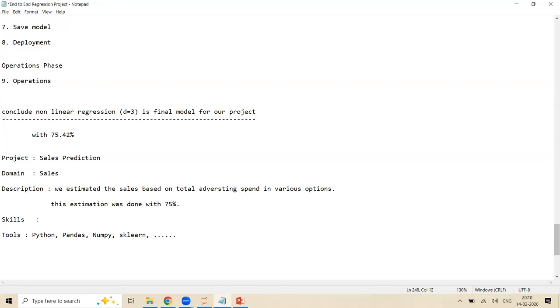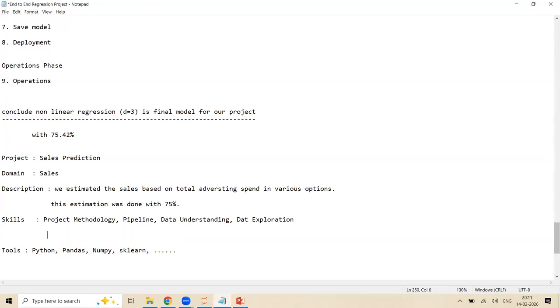Then what are the skills, sir? The skills are data understanding. For this particular project, you have done the data understanding. Before that, project methodology. You have implemented this using a fixed project methodology. For every project methodology, what will be there? Pipeline. So implemented pipeline. In that pipeline, data understanding was done. And after the data understanding, data exploration was done. Like this, whatever things you have applied on this particular project, you are going to write each and everything. Data cleaning, data transformations. If you have done data transformation, you have to write. For this project, I have not done any data transformation, so not required.